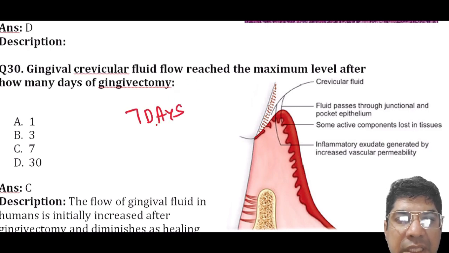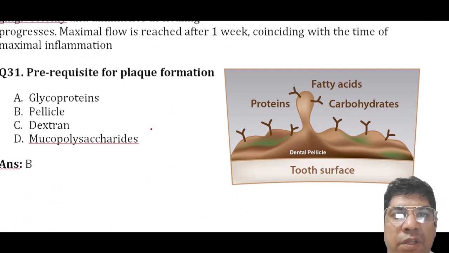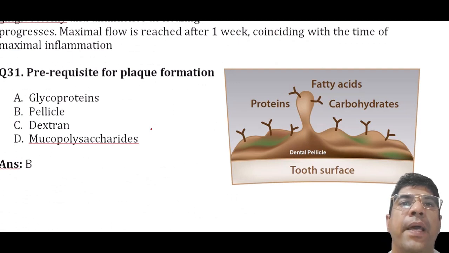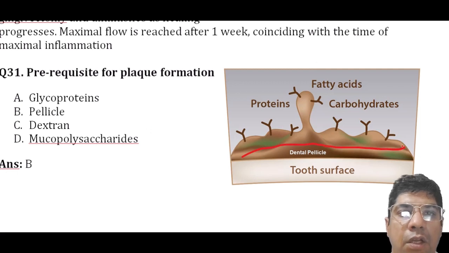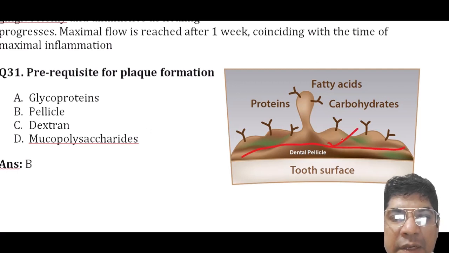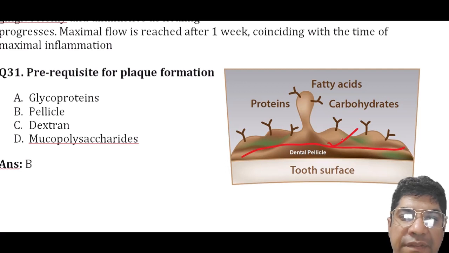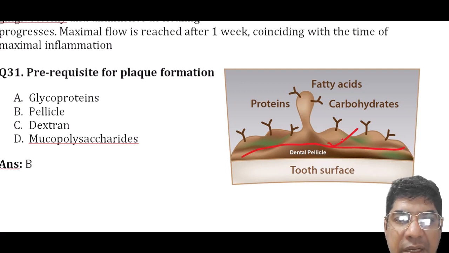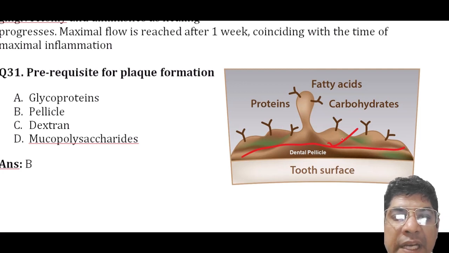The prerequisite for the plaque formation is the dental pellicle. Dental pellicle is a thin acellular proteinaceous film that forms on the tooth surface. It serves as the initial attachment surface for the dental plaque, while the glycoproteins, dextrans, and mucopolysaccharides can be components of mature dental plaque. The formation of dental plaque begins with the development of the pellicle layer on the tooth surface. So the pellicle allows bacteria in the oral cavity to adhere to the tooth and initiate the plaque formation.